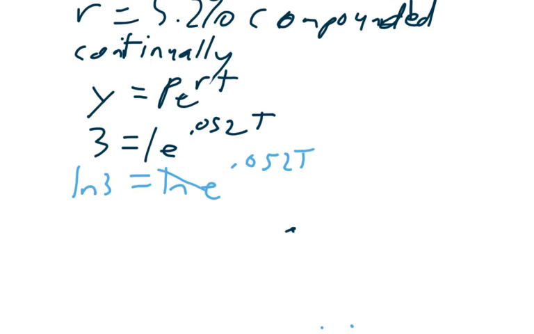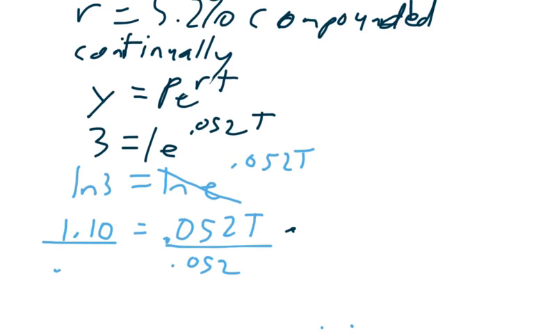0.052t, the natural log and the e cancels out, so on this side I have 0.052t equals the natural log of 3, which rounds to be 1.09, actually 1.10 if I'm doing this to the nearest hundredth. Divide by 0.052, and 1.10 divided by 0.052 is 21.15 years is the time it takes for us to triple.